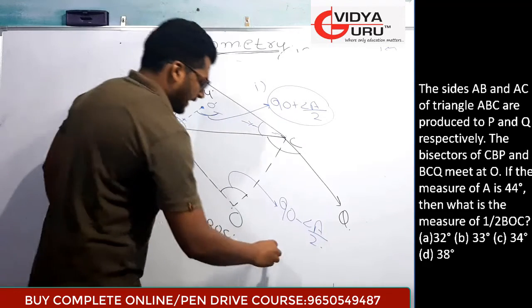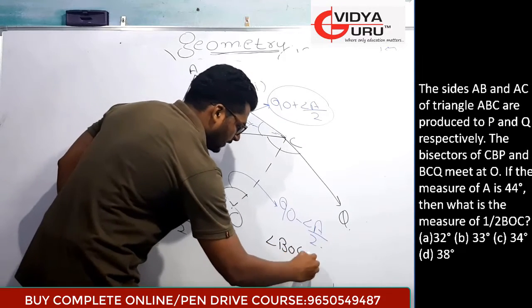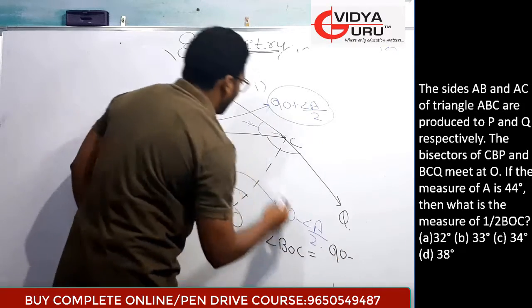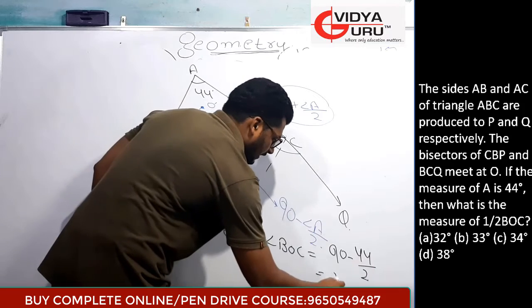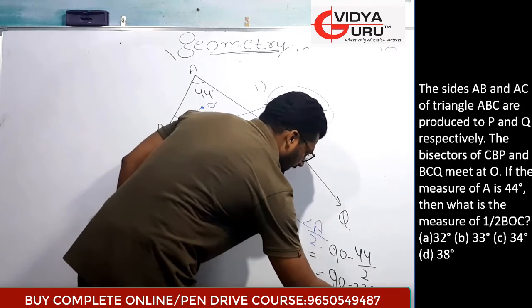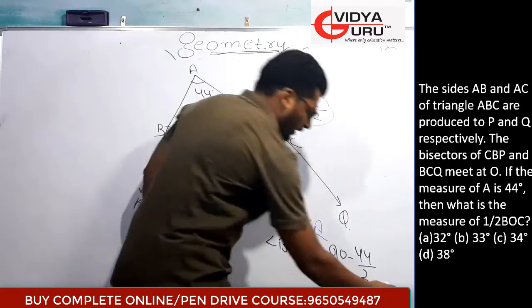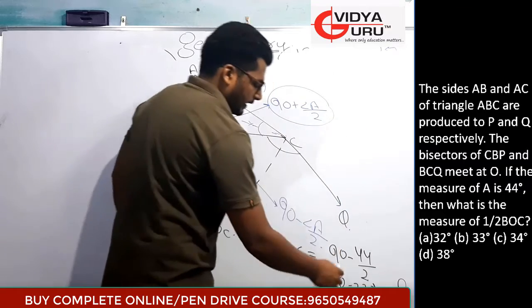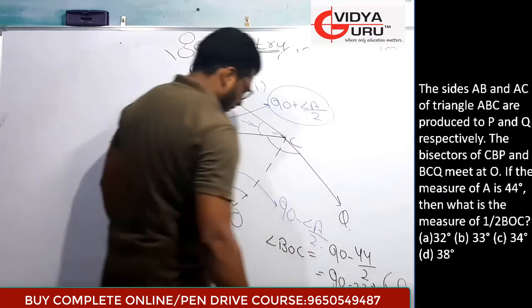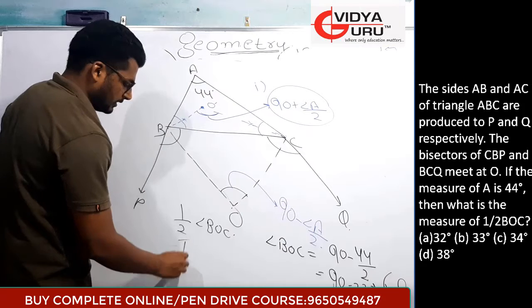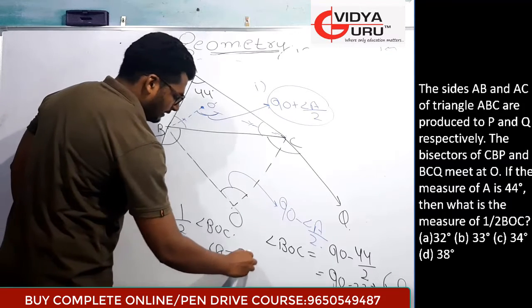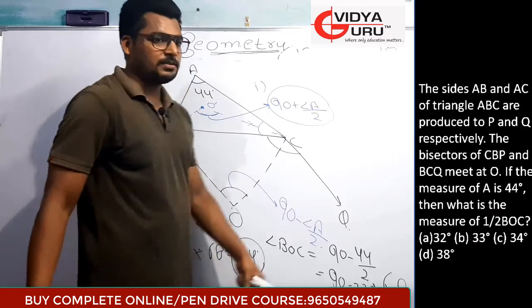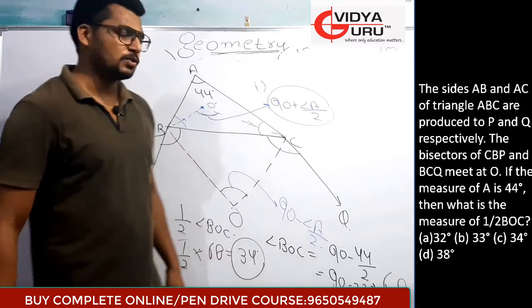So what will be the angle BOC? BOC will be equal to 90 minus 44 by 2. That means 90 minus 22, which is 68. But the question is asking half angle BOC. Half of 68 will be equal to 34 degrees. Option C is the correct answer.